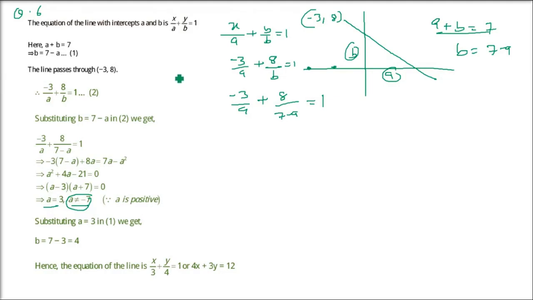But in the question it is clearly given that these are positive. It cuts off positive intercepts, the question says positive intercept. So we are not going to take a as minus 7. It has to be positive. a and b both have to be positive. So now put a as 3, you are going to get b as 4. So we have x by 3 plus y by 4 equals 1. Multiply both sides by 12, you get 4x plus 3y equals 12 as the equation.